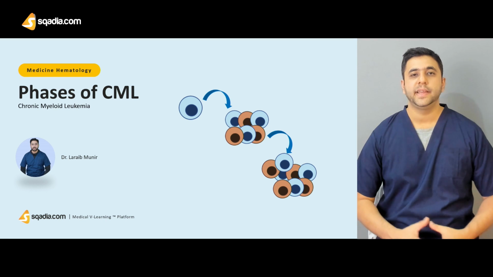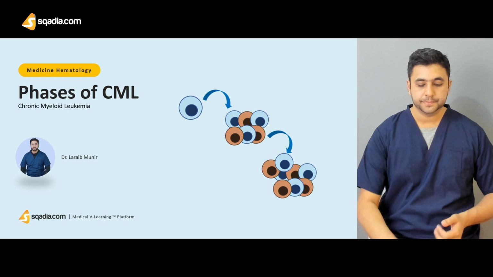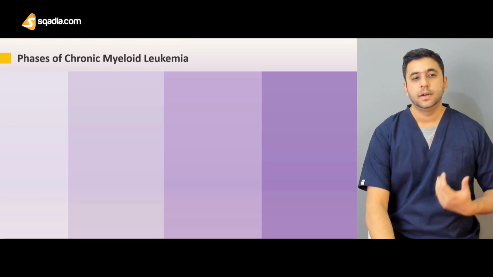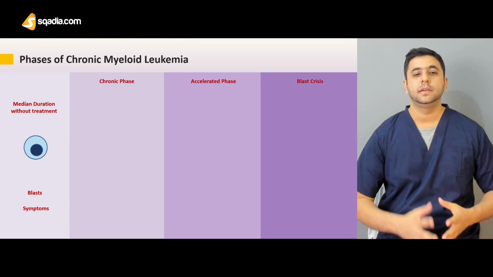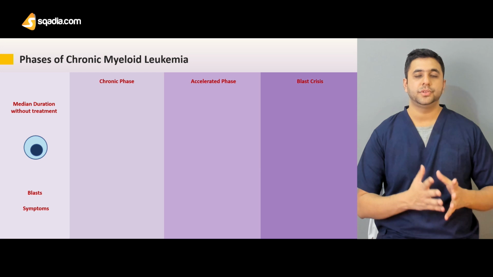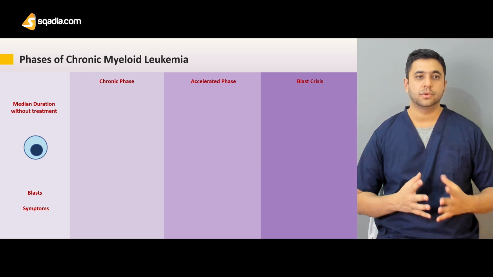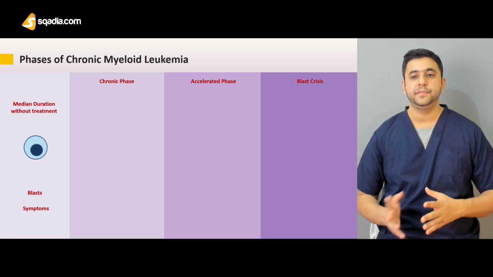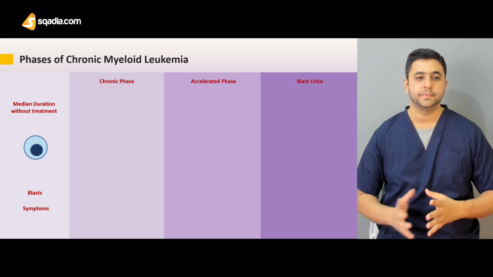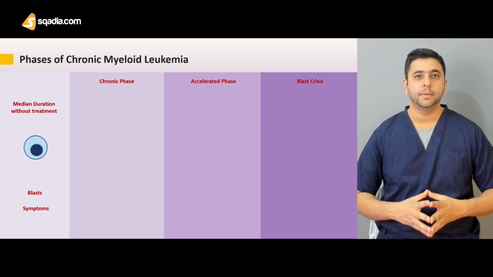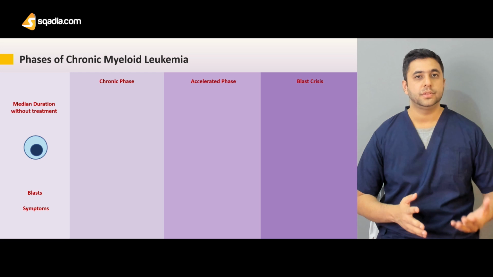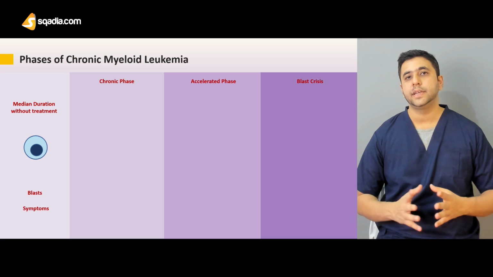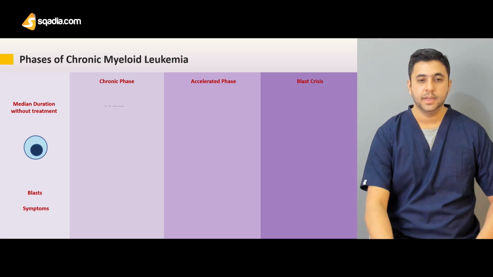Let's now talk about the various phases of chronic myeloid leukemia. We divide chronic myeloid leukemia into three phases. The initial one is the chronic phase, then there is an accelerated phase, and then there is a blast crisis. Let's start by talking about median duration without treatment. That will also give you an indication of which phase is the more dangerous one.